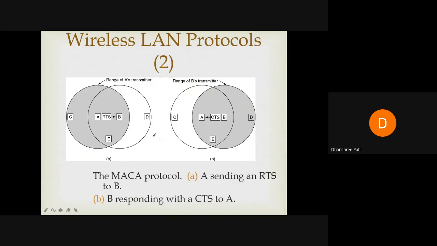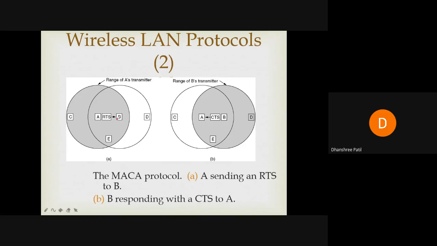Now see one more diagram. The same thing is given; this is a flow showing how they are sending. There are four stations A, B, C and D. See here, the range of A's transmitter is this one, meaning D is too far from A. Range of B's transmitter, in case of B, C is too far from B. Now how will they send? Suppose A wants to send the data, what will A do? A will send a request to send frame to B.